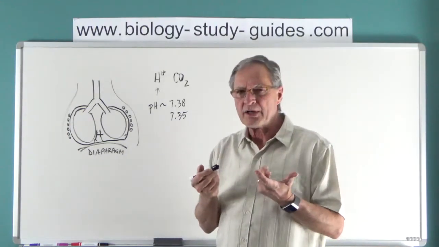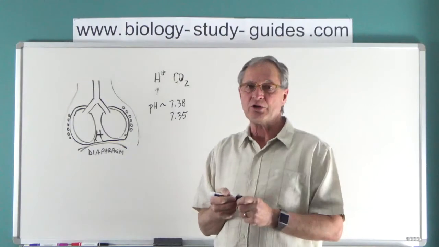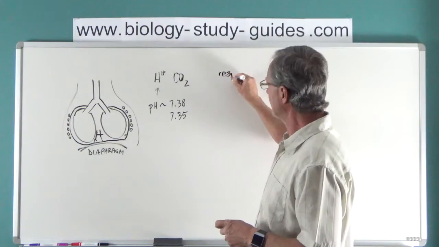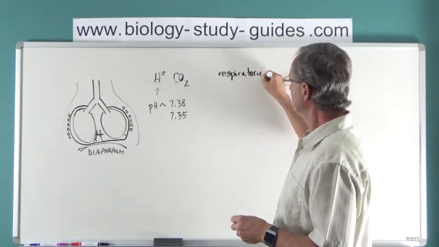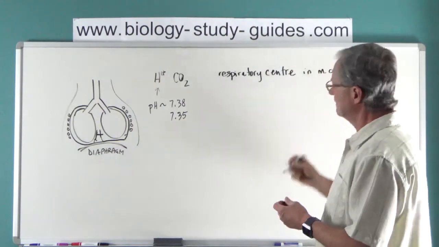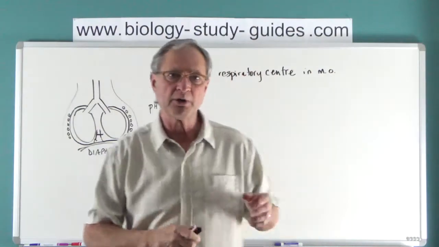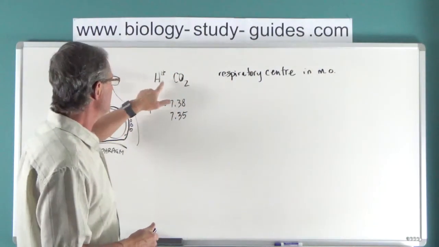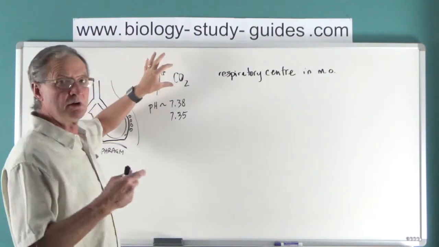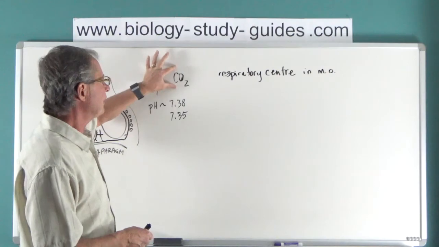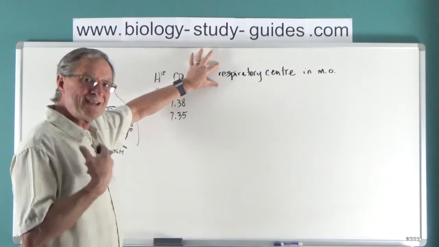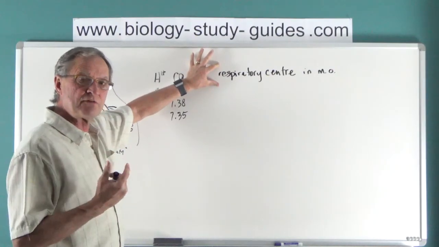We have a part of our body, the medulla oblongata, and inside the medulla oblongata there's a thing called the respiratory center. The respiratory center of the medulla oblongata is sensitive to the concentrations of hydrogen and carbon dioxide. So if this hydrogen ion concentration starts to increase above a threshold level, and the carbon dioxide concentration starts to increase above a threshold level, the respiratory center, being sensitive to that, initiates nerve impulses.